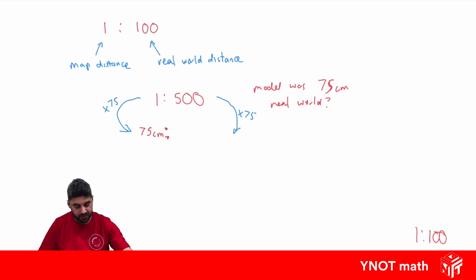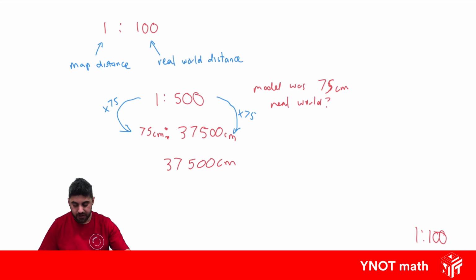500 times 75 is 37,500. And because we're dealing in centimeters, this also has to be in centimeters, because in a ratio, the units have to be the same. So our real life distance is 37,500 centimeters. We can make this a little bit nicer.